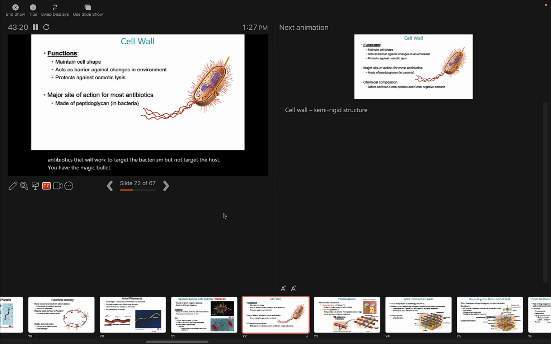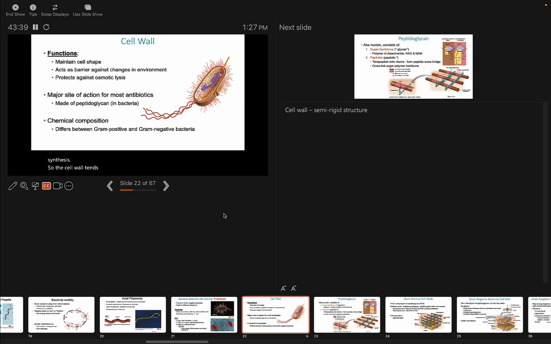In chapter 7, when we talk more about antibiotics, we'll talk about antibiotics that do things like inhibit protein synthesis. We make proteins too. That makes it more challenging to inhibit bacterial versus human protein synthesis. So the cell wall tends to be the site for a lot of antibiotics.